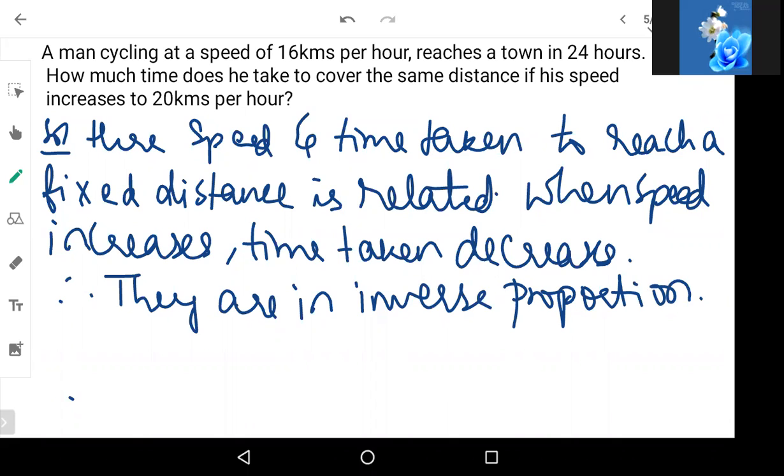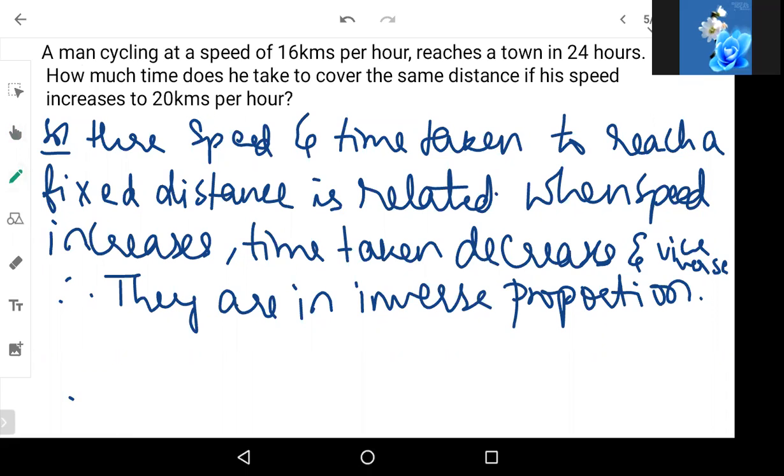Okay, so we have defined, we have explained saying that since the speed increases, time taken will decrease and vice versa. You can just write it as vice versa means other way around. So when speed decreases, time taken will increase. Okay, so that is vice versa. So that is why they are in inverse proportion. Now let us solve the problem. Now what is that we are supposed to find? We have to find how much time are we taking to cover if the speed increases.